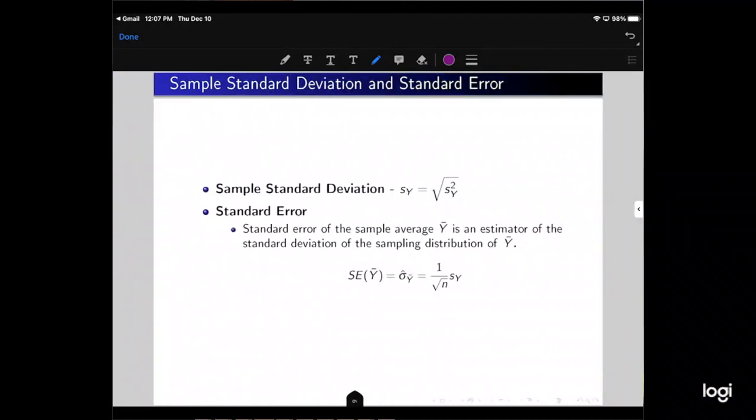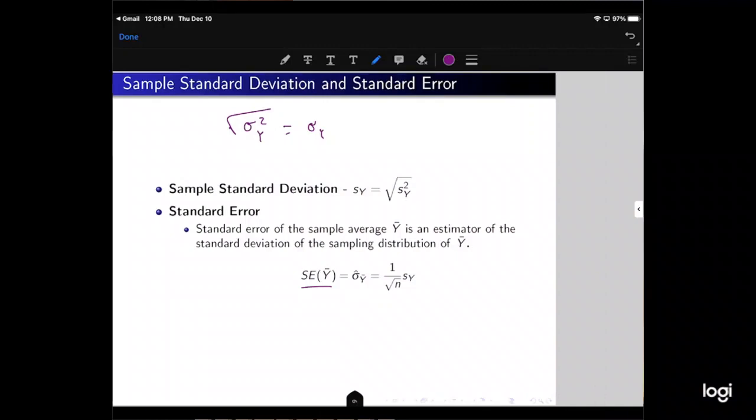The sample standard deviation, just like the population standard deviation. Our population variance is this. The population standard deviation is just the square root of that. So the sample standard deviation is the square root of the sample variance. And then the standard error of the sample average Y bar is an estimator of the standard deviation of the sampling distribution of Y bar. So the standard error is 1 over root n times the sample standard deviation.